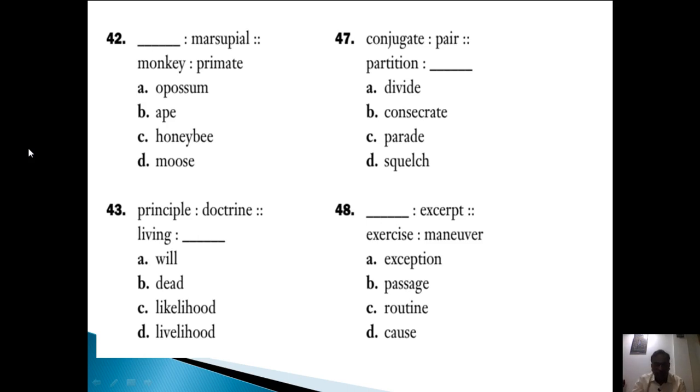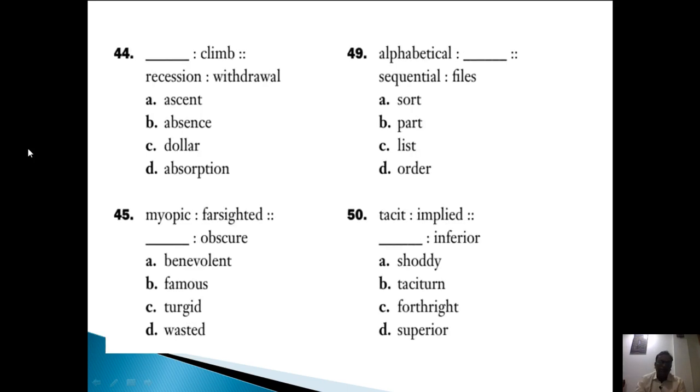Question number 48. What equal for excerpt, as exercise equal to manure? A passage is another word for an excerpt. Passage, option B, is another word for excerpt, and exercise is another word for manure. Next one.